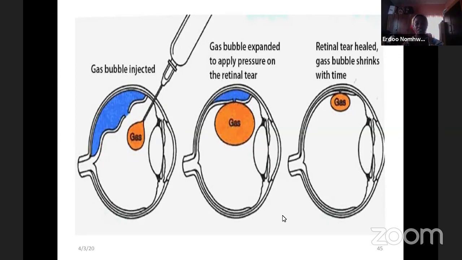Then because of the expansile nature of the gas, it expands and then it floats upwards because it has a low specific gravity.